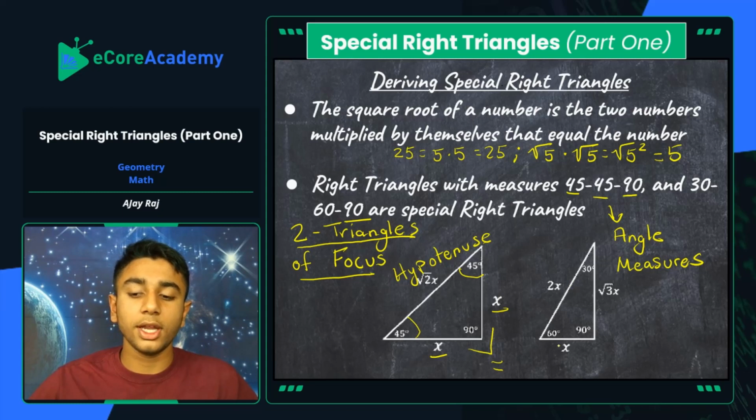So you're going to have a corresponding increase in size. So you have your x here as your base, your shortest side here. And then this is going to be worth root 3x. And then the hypotenuse is worth 2 times that value of x.